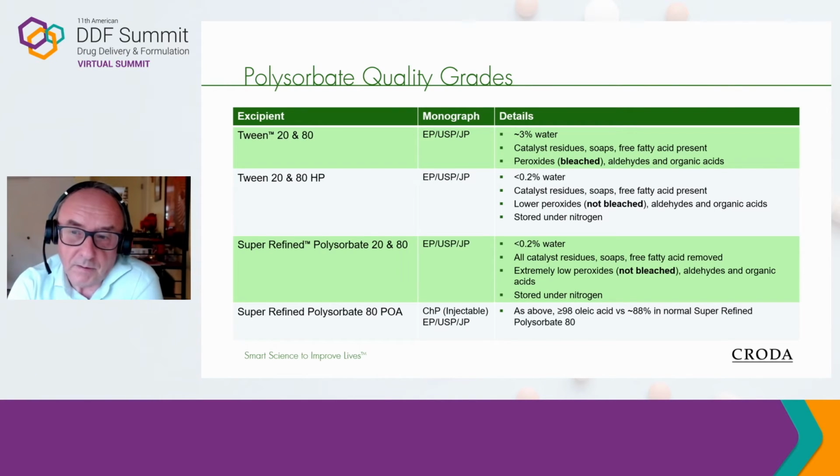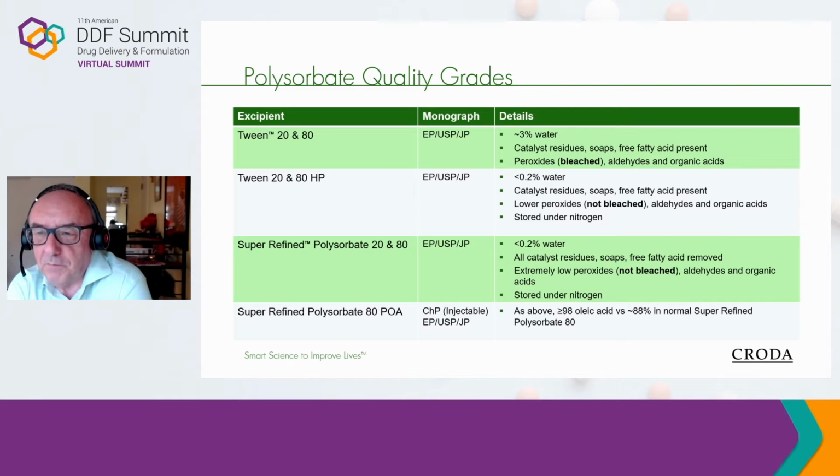The super refined grades are even purer. In this case, the catalyst residues, soaps, and free fatty acids are also effectively removed. This product also has extremely low levels of oxidative impurities, and it is also supplied and stored under nitrogen. It's worth noting we also supply a grade of superrefined polysorbate 80 that's made from pure oleic acid for particular customer needs.